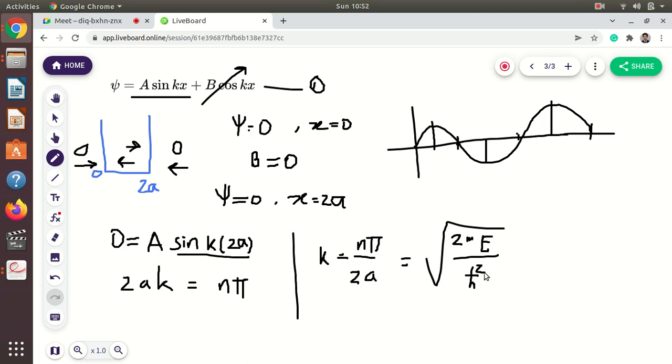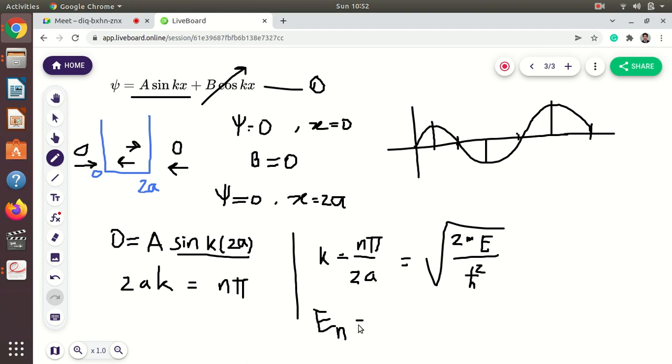So the whole purpose of doing this is to find out the energy value. So we have to find out the energy value. We will square on both sides, and then take h cross square by 2m to the other side. So what will be the value of E? Now here the value of E depends only on a and n, right? m is constant, h cross is constant, a for this well is also constant.